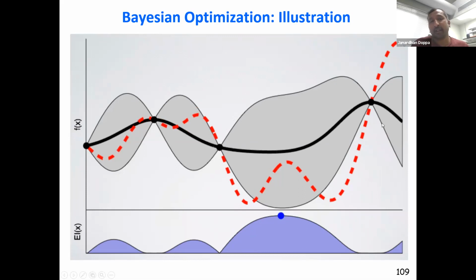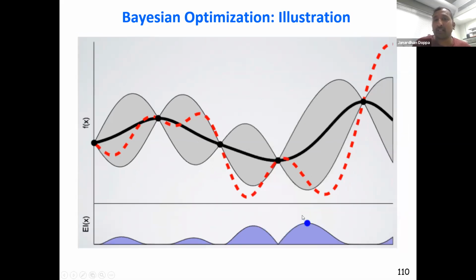Now my statistical model again changed, and my utility function also changed. I select the point that has the highest utility here, and then I evaluate. As you can see, as I get more and more designs, my function, the black colored line, is becoming closer to the red colored curve, and my uncertainties are also going down.